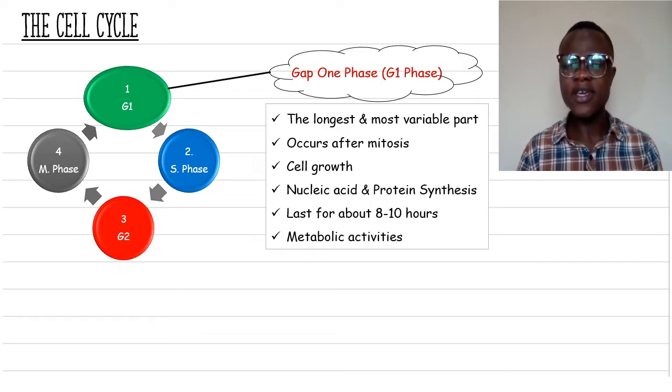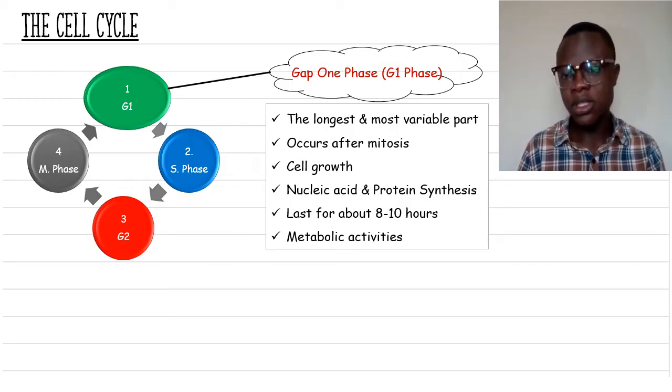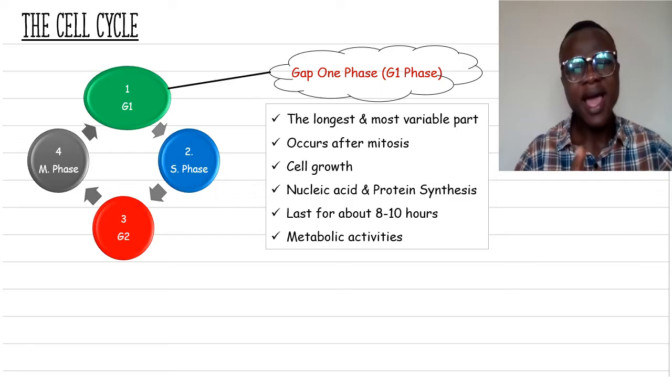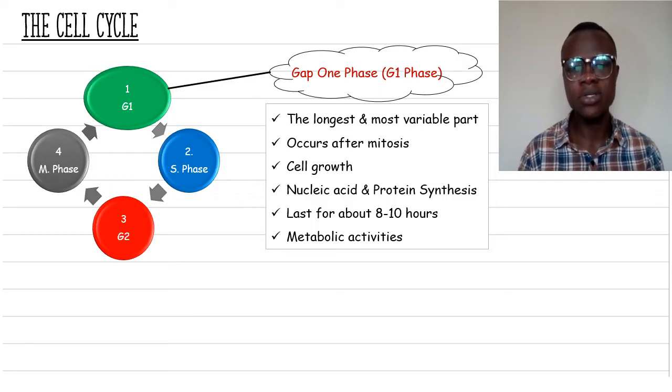Next, this phase is primarily dedicated to certain important activity. Like I said in our introduction, the cell primarily grows in this stage of the cell cycle. And also the nucleic acid and proteins that are needed for DNA replication are produced in this phase. And lastly, the metabolic activities of the cells are carried out in this phase.